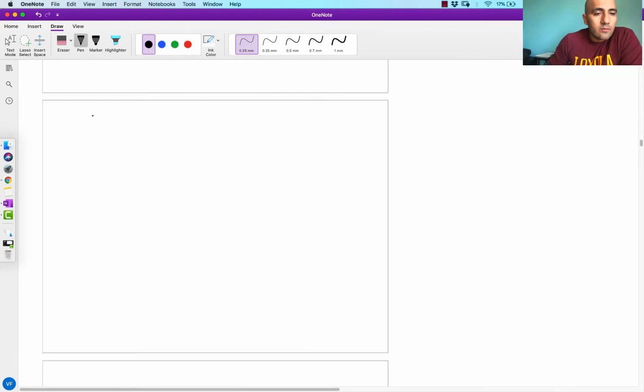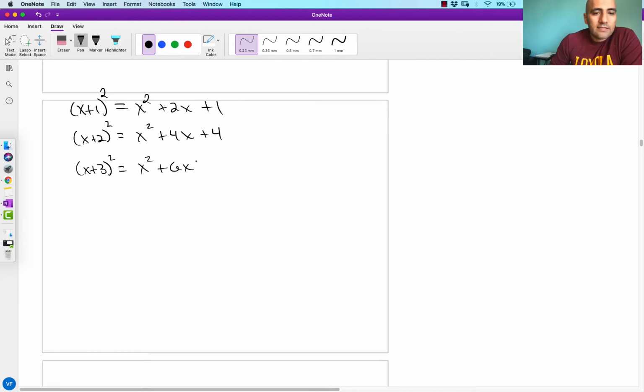All right, let's take a look at some of the most popular perfect square binomials. So if we had x plus 1 squared and we FOILed it, we would end up with x squared, the middle term would be 2x, plus 1. If we had x plus 2 squared and we FOILed it, we'd end up with x squared plus 4x plus 4. If we had x plus 3 squared equals x squared plus 6x plus 9, we just worked with that one.